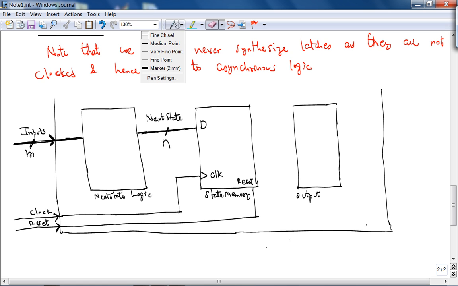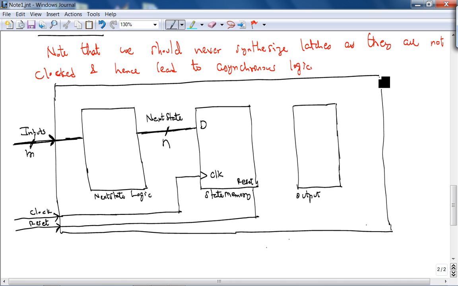Let me make this a little bigger, because as you will see, I am going to feed back. This is the output of the D flip-flops. The number of outputs is equal to n. You have n flip-flops corresponding to the n states, and this is your current state. So current state gets fed back to the next state logic.